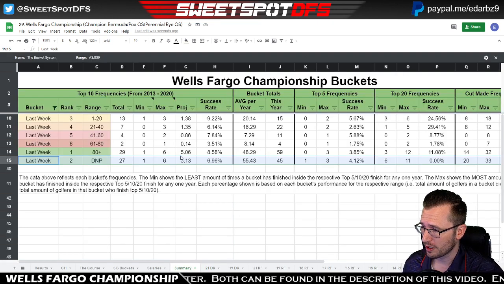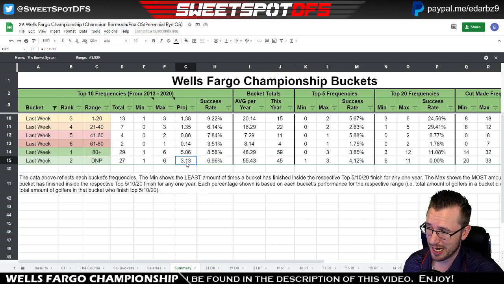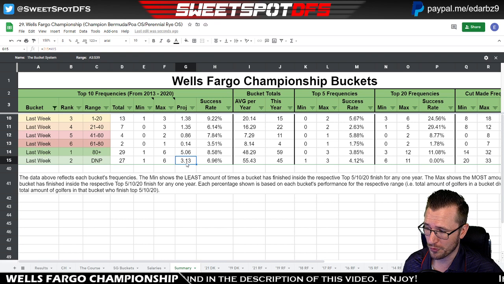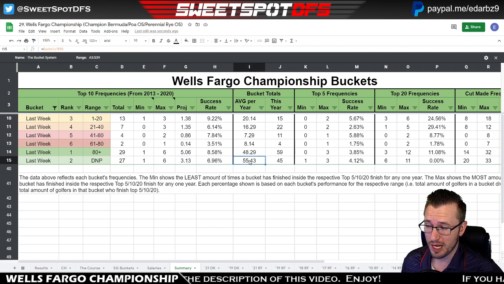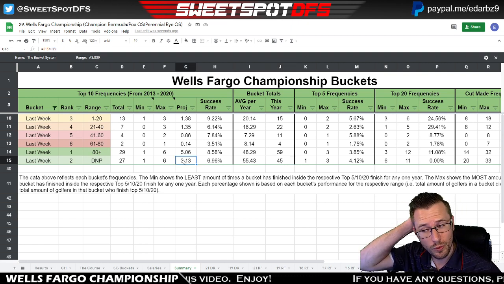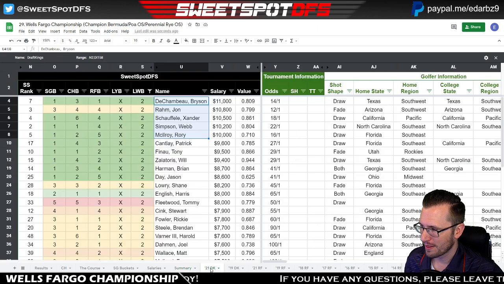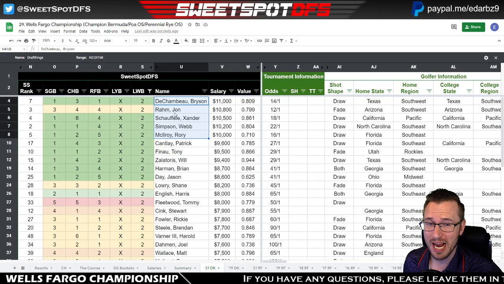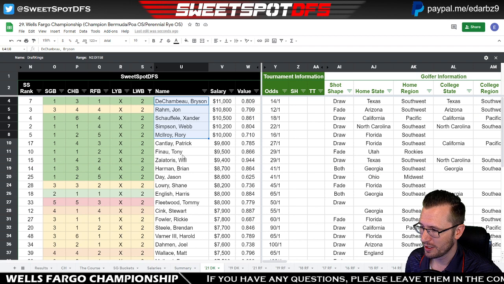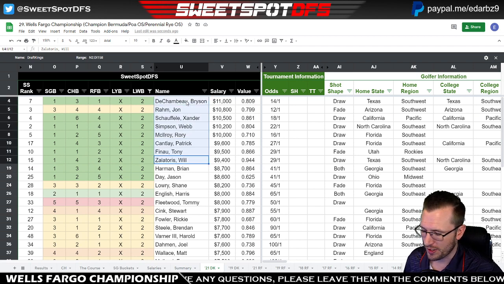And if we look, our projected amount of golfers finishing inside the top 10 from this is 3.13. On average, we usually have 55 golfers in this bucket. We only have 45. So this number could even be lower, which is troublesome because you can see we have, again, 5 guys, 10K and above. Zalatoris is in this group. Finau, Cantlay.